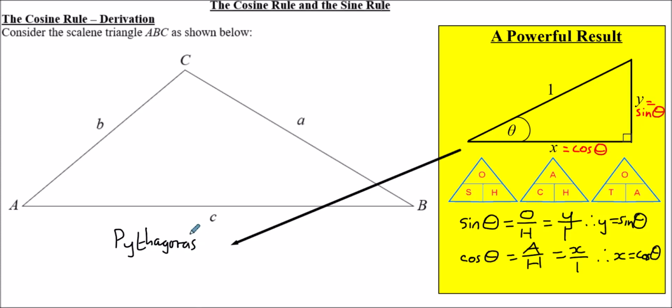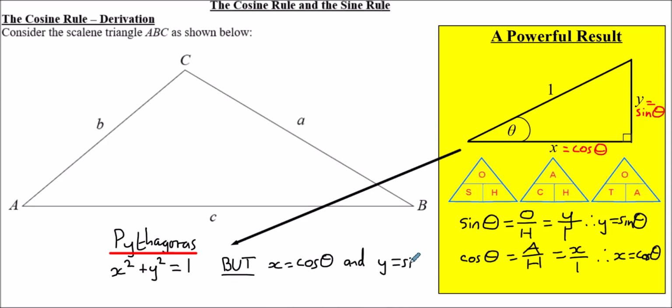So if we apply Pythagoras to this right angled triangle, what we'd see is that this side squared plus this side squared will equal 1. In other words, x squared plus y squared equals 1. But we worked out what x and y would be in terms of theta. We worked out that x is cos theta, and also that y is sine theta.